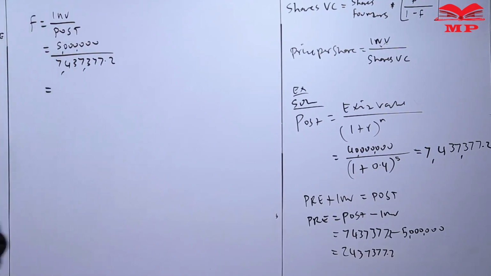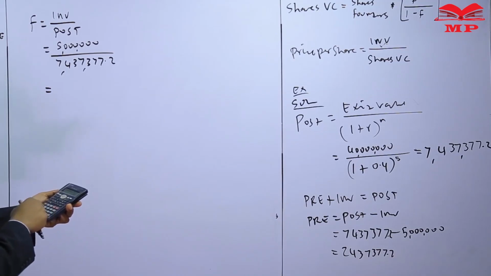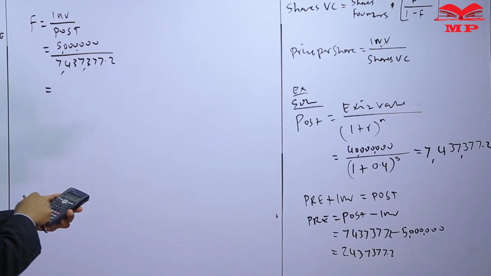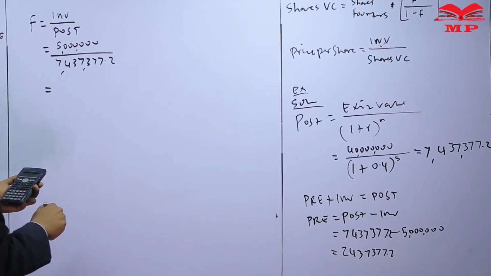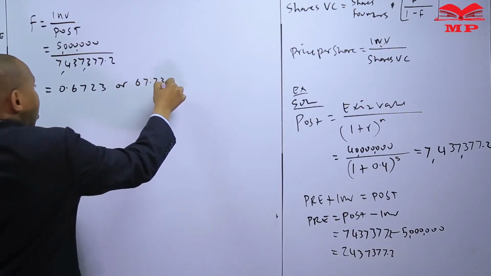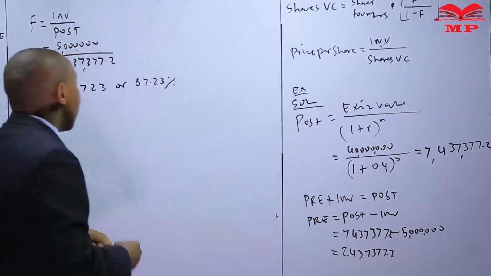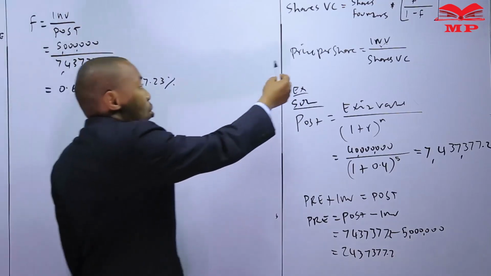So how much do we get from there? 5 divided by 7,437,377.2 gives 0.6723, or 67.23%, and that is the fraction of the VC owners. From there, can we get the shares of the venture capital? We can, because we already have the component F given to us.